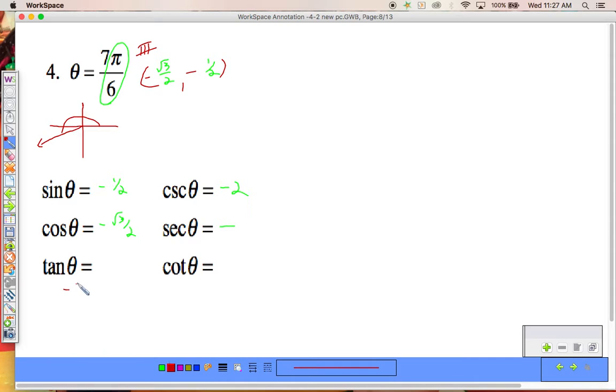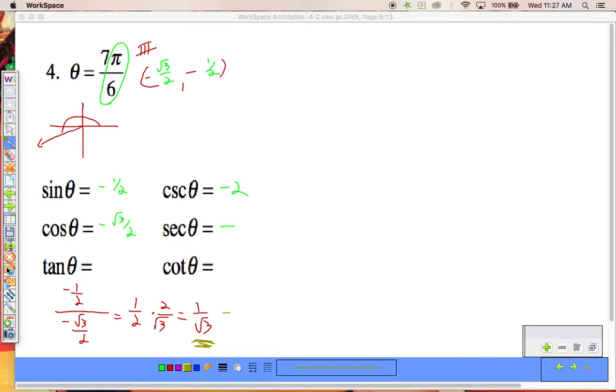All right, so I'm going to say negative 1/2 divided by negative square root of 3 over 2. I'll make it positive, 1/2 times 2 over the square root of 3, which is 1 over the square root of 3. And I'm going to remember this right here, because that's what tangent is. 1 over the square root of 3. All right, there's something good. And then I'm going to take that and multiply it by the square root of 3 over the square root of 3 and get square root of 3 over 3.